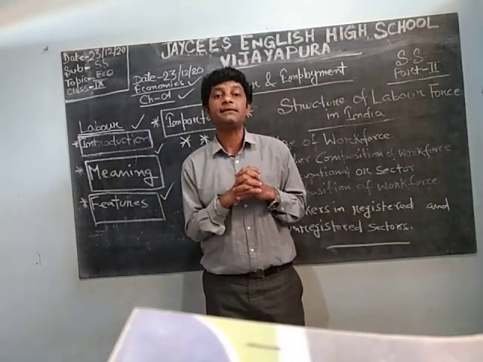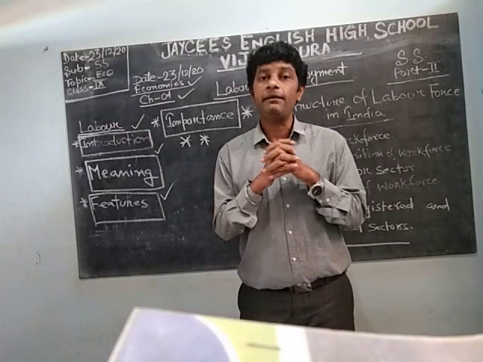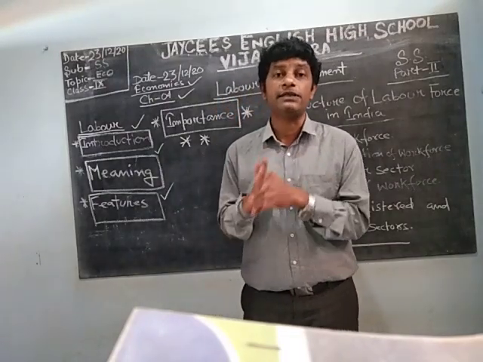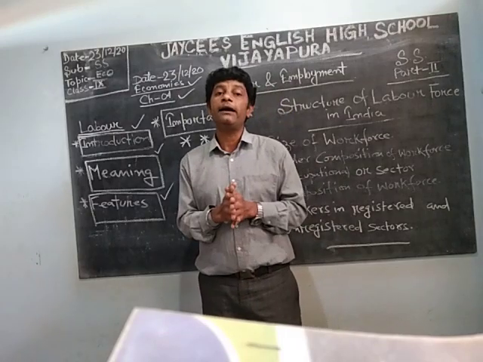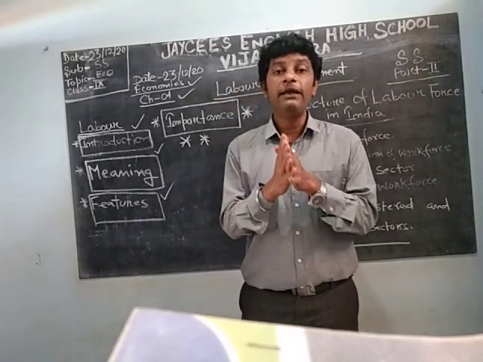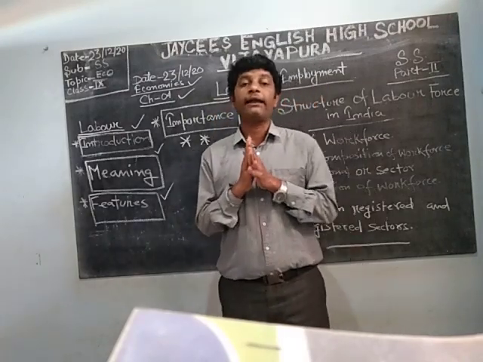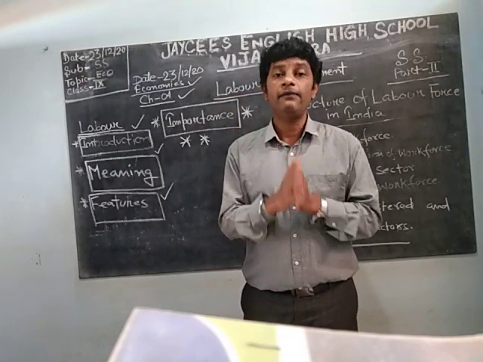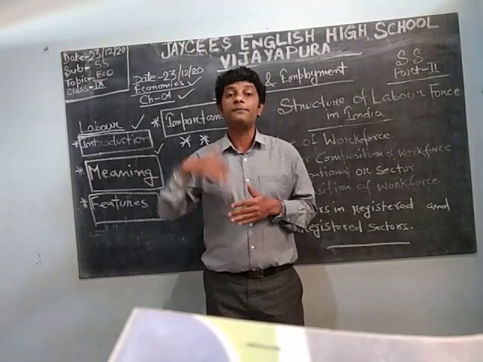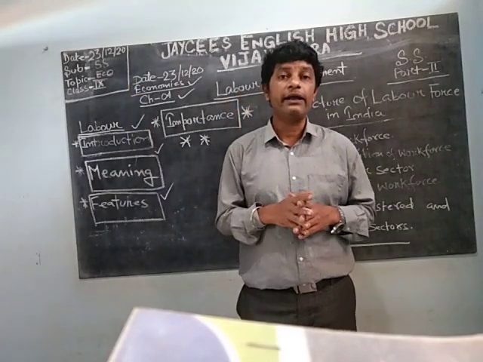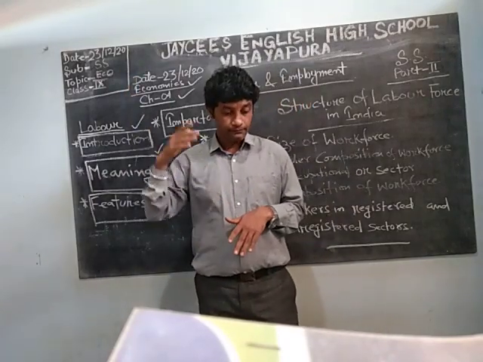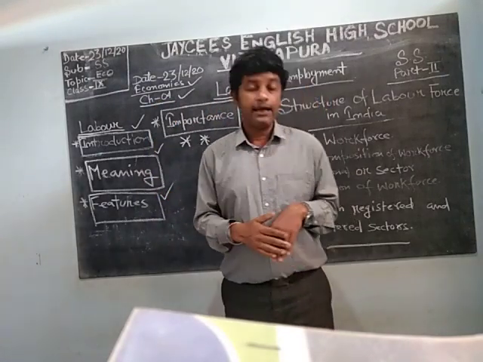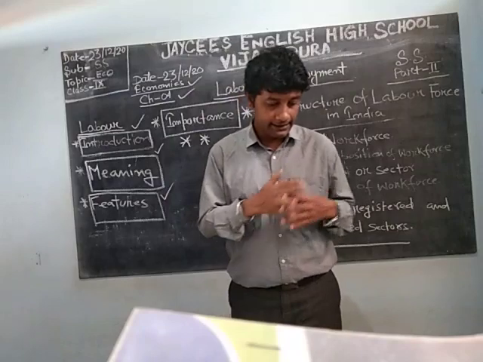And these statistics you have to keep in mind: persons who are in the age group of 15 to 60 years are regarded as workers. Below 15 years are regarded as children who are not regarded as workers, and even the persons who are above 60 years are also not considered as workers.